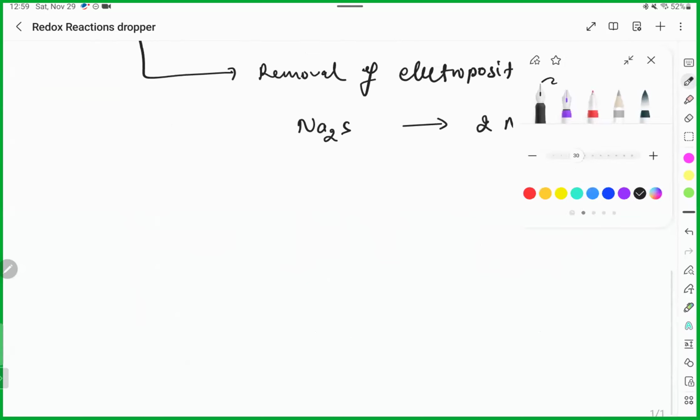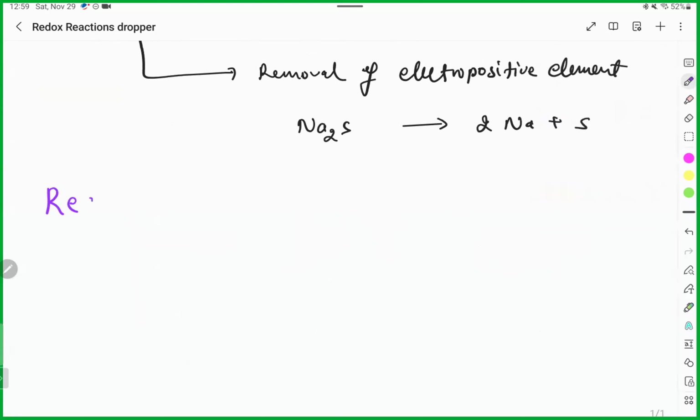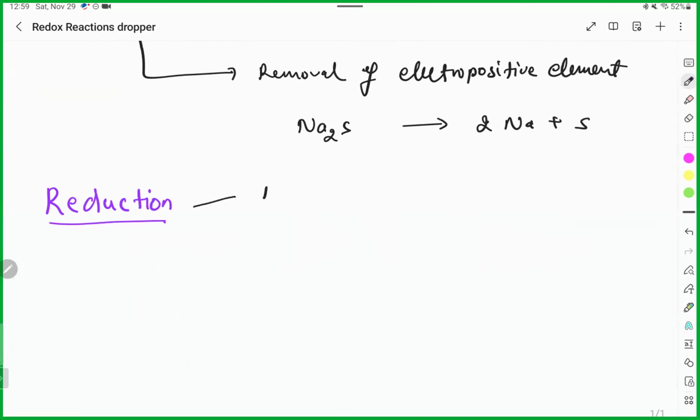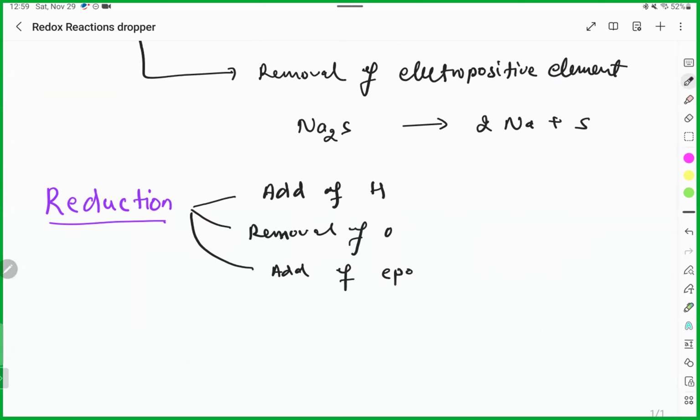Reduction is exactly the opposite, so I will not go much into this. Reduction, what is this? Addition of hydrogen. There you are adding oxygen, here hydrogen. Removal of oxygen. Third, addition of electropositive element, or removal of electronegative element. Everything is the opposite of oxidation.